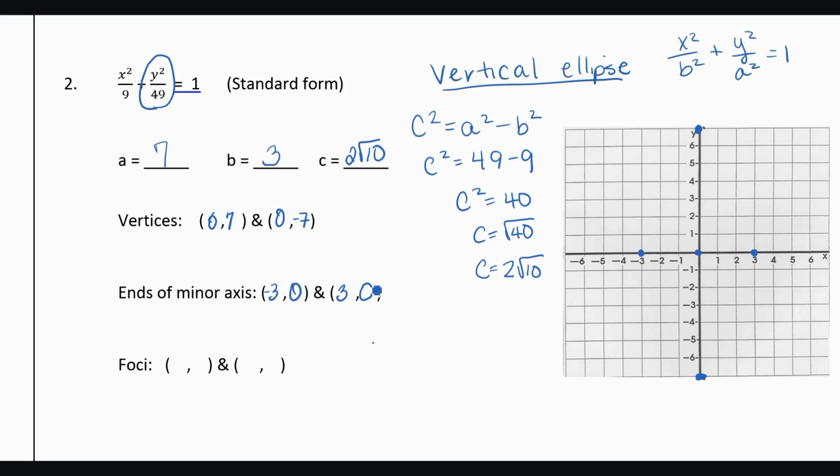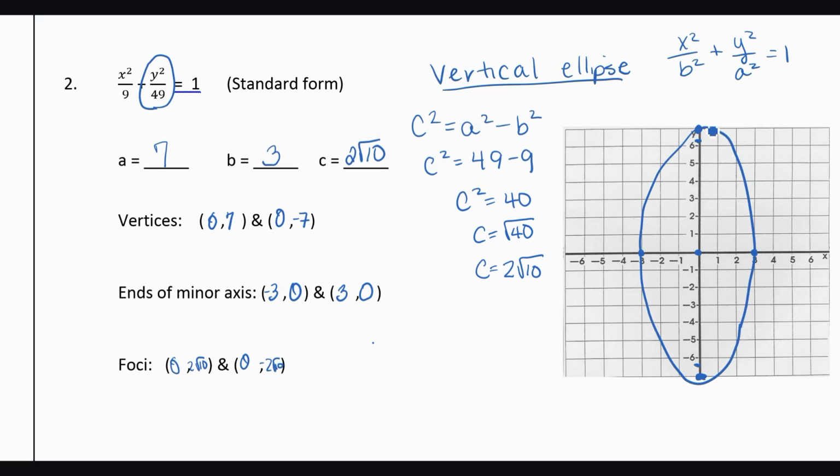And our foci, this time we're going to go up and down since this is a vertical ellipse. Now, 2 square root of 10 will be just bigger than 6. So we'll go up here and up here to kind of place them. But we'll write it as 0, 2 square root of 10, and 0, -2 square root of 10. Okay, and I won't get it super accurate, but we would sketch our ellipse going through those 4 points.